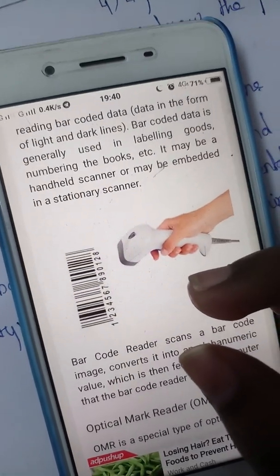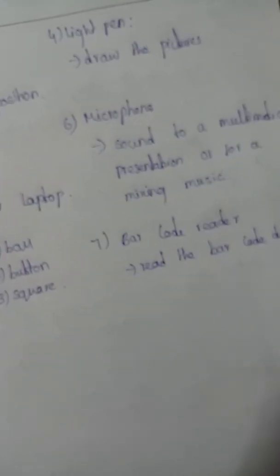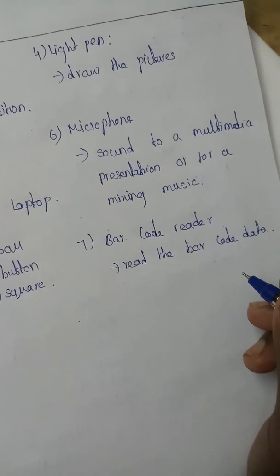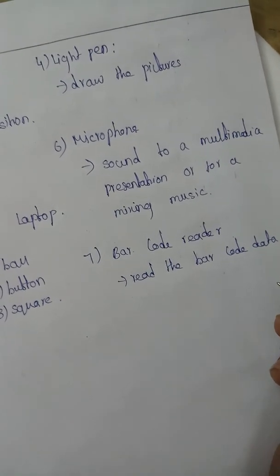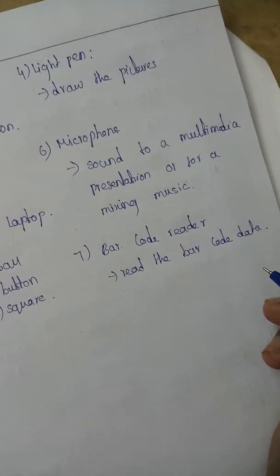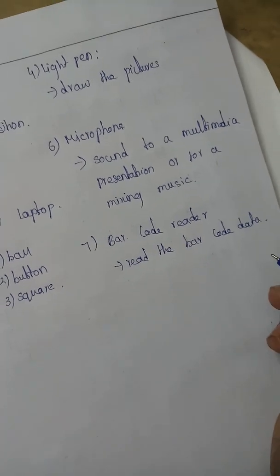This is the image for a barcode. It will scan this barcode and enter the amount automatically. This is the use of a barcode reader. It is used to read the barcode data.